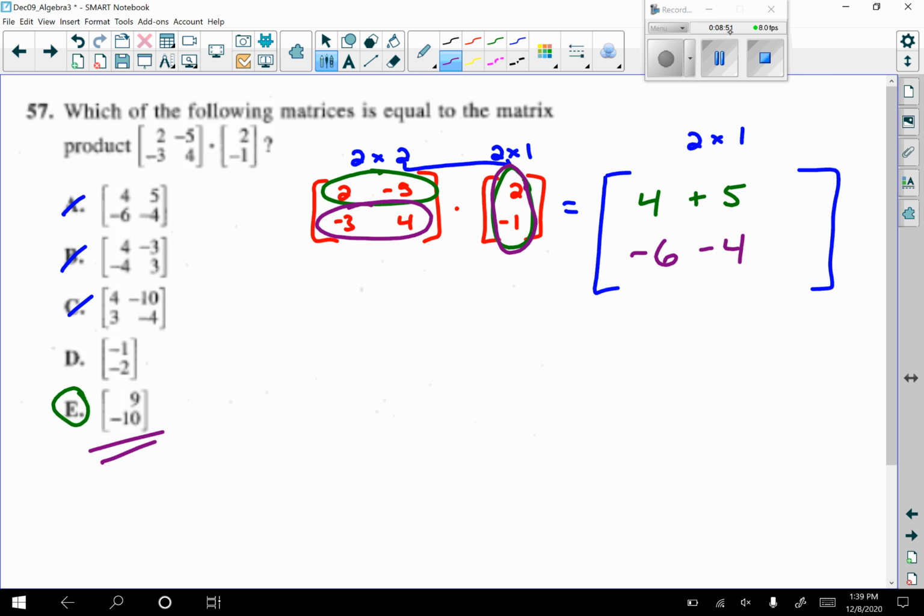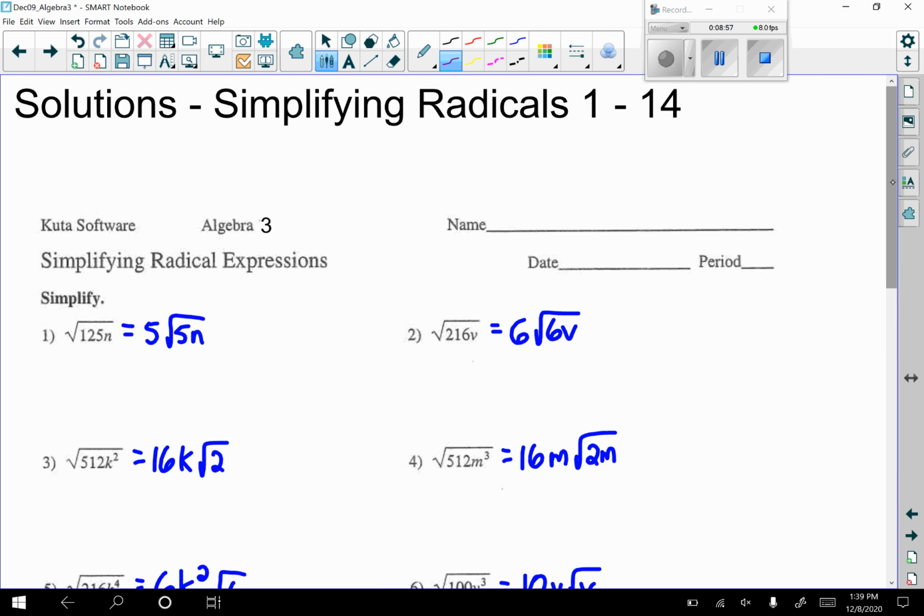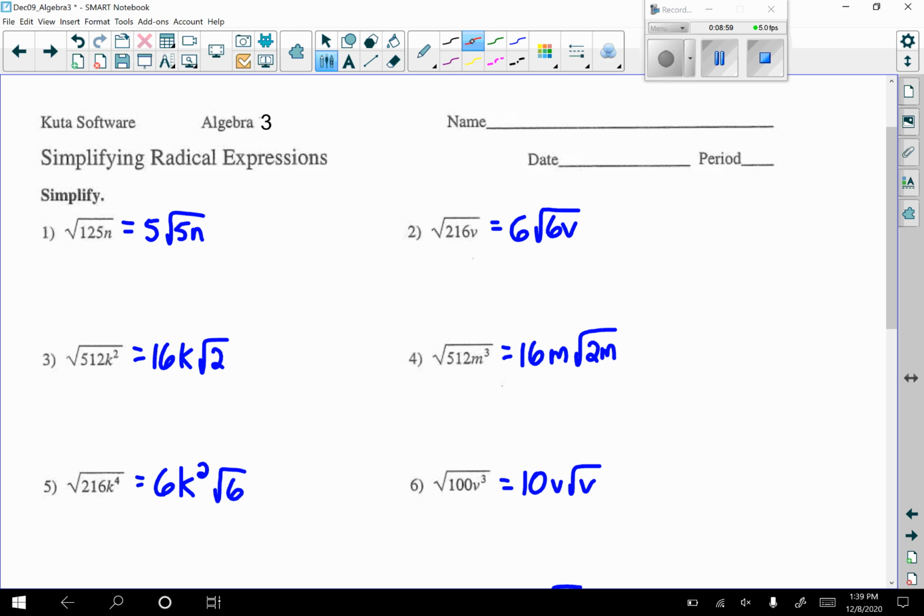Now let's go ahead and take a look at the homework. So I'm going to go over a couple of these. Now 216, I know I said in the process of yesterday's lesson that you can divide 216 by 2 or 3, but in this case those weren't really helping. 216 is actually 36 times 6. So sometimes we just have to keep trying numbers. So what this would turn into is 36 times 6 times V. So the 36 comes out as that 6, and the 6V is still stuck underneath.